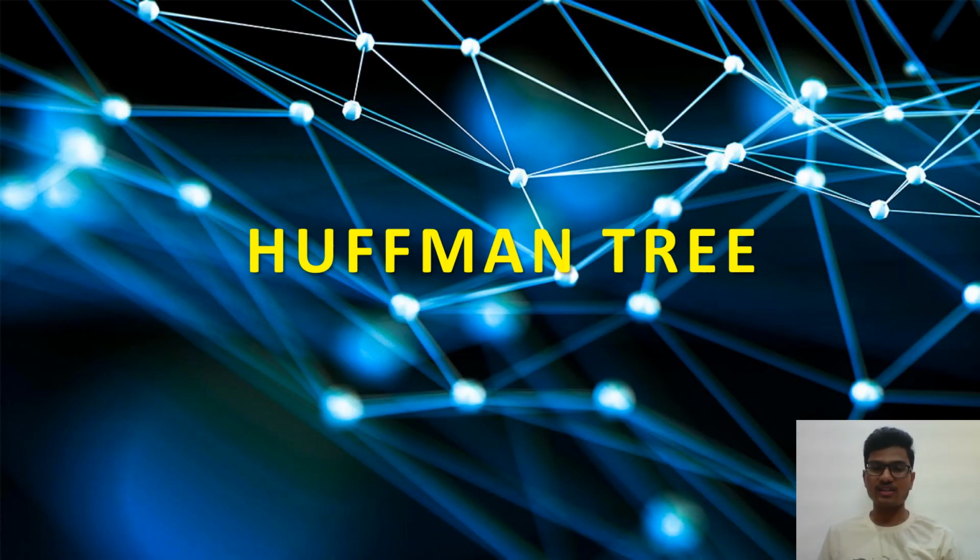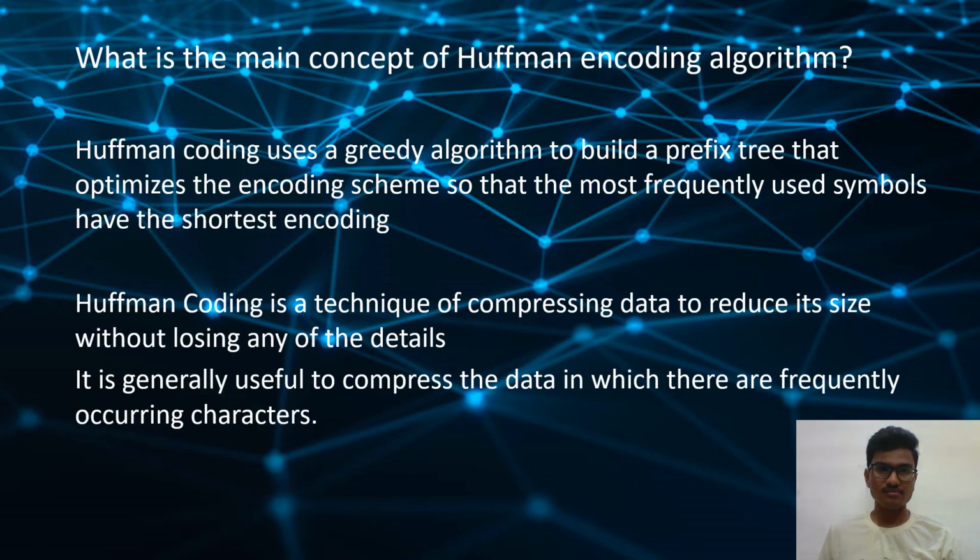Now, coming to what is a Huffman tree. The main concept behind the Huffman tree is that it uses a greedy algorithm to build a prefix tree that optimizes the encoding scheme so that the most frequently used symbols have the shortest encoding path. Huffman coding is a technique of compressing data to reduce its size without losing any of the details or the data present in it. It is generally useful to compress data in which there are frequently occurring characters.